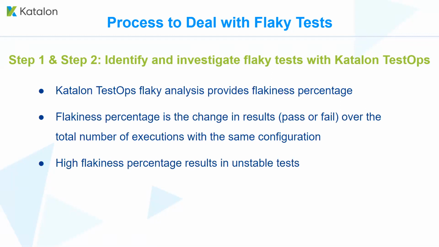So that basically corresponds to the flakiness percentage. In this test, what they also look at is that the configuration of the test execution remains the same. That's one of the key criteria in calculating the flakiness percentage. And what we have seen is that the higher the flakiness percentage, the more it indicates unstable test cases. So there's a direct relation between the flakiness percentage and instability in the test case results.